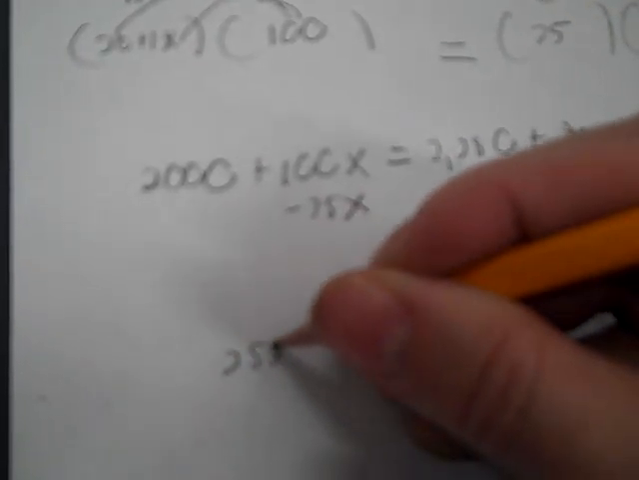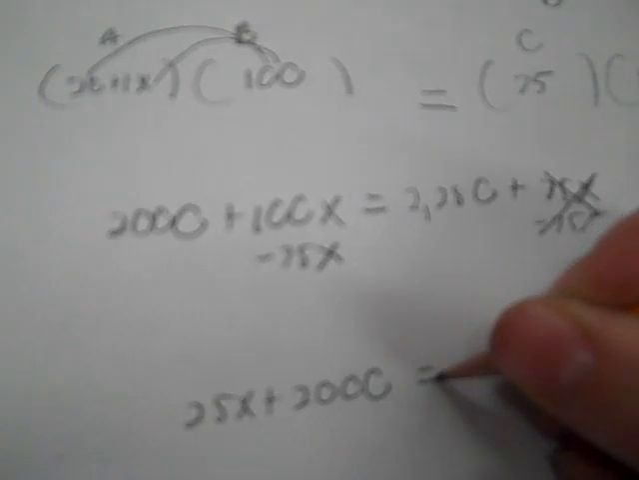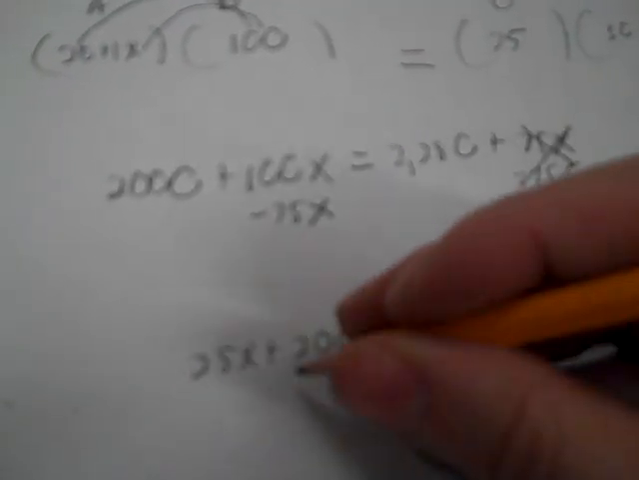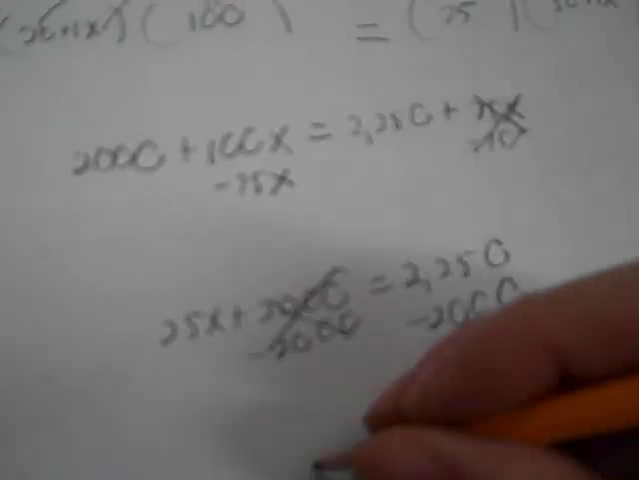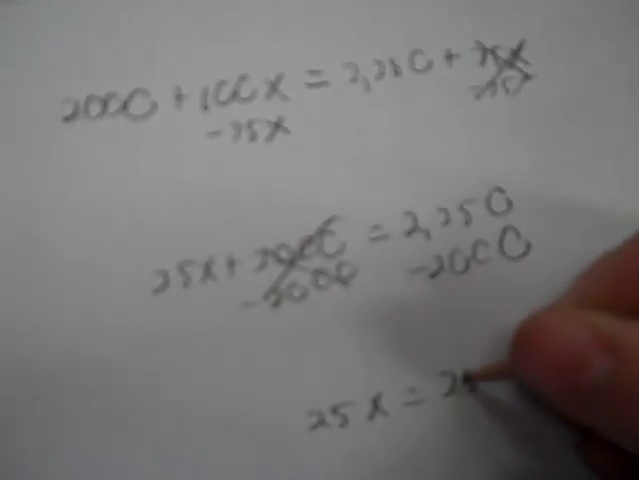So 25x plus 2,000 is equal to 2,250. Okay, then I subtract 2,000. And 25 times x is 250. Divide by 25, divide by 25, and x is equal to 10. Okay. So if I make my next 10, I'll have made 30, but I'll have attempted 40. And 30 divided by 40 gives me 75%. Okay, pause the video and I would go do number 2 if I were you.